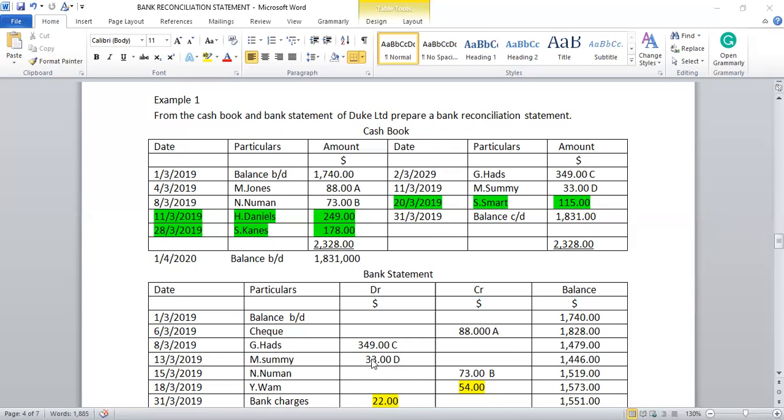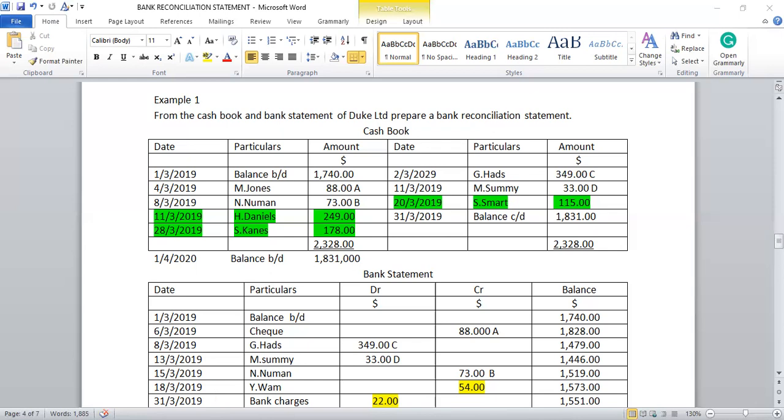13-3-2019, M. Sammy, $33. It is deducted, so the balance has decreased to $1,446. 15th March 2019, N. Newman, $73 credit, so it has increased the balance to $1,518. Then 18th March 2019, Y1, $54 credit, so it increases the balance. So it's now $1,573.